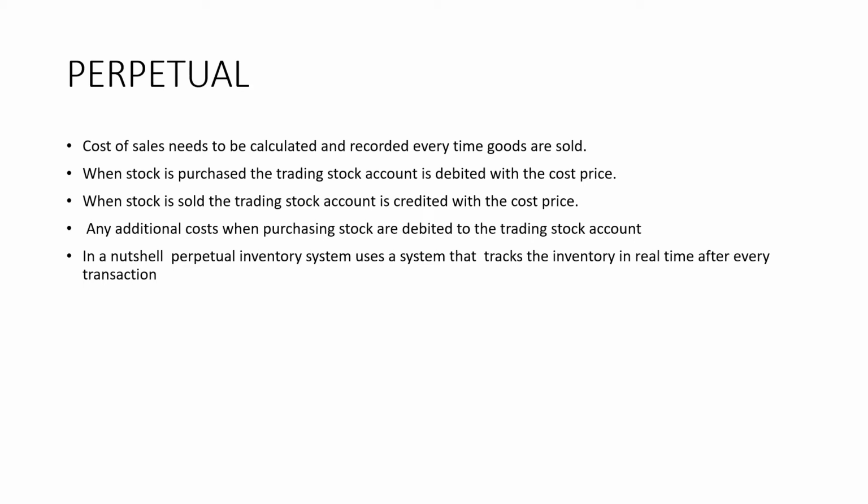Now, any additional cost when purchasing stock. When I'm talking about additional cost, I'm talking about costs such as carriage on purchases. Maybe you needed to pay for delivery to get the inventory into the premises. That additional cost, you also have to debit in the trading stock account when you're using the perpetual inventory system. So this system is very recommended because it's very effective and efficient for businesses with large quantities of inventory, and that sell large quantities of inventory each and every day.